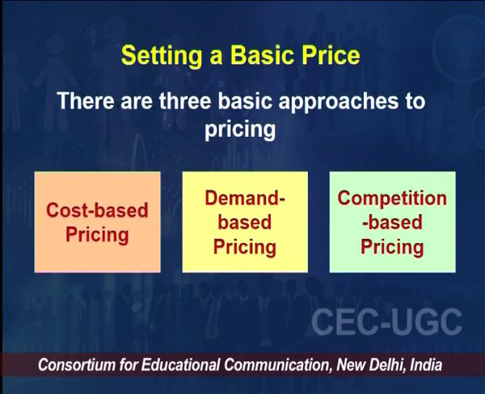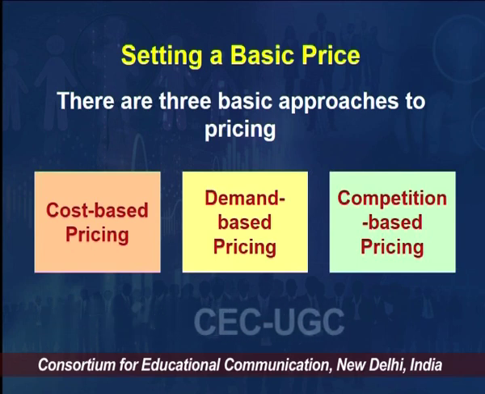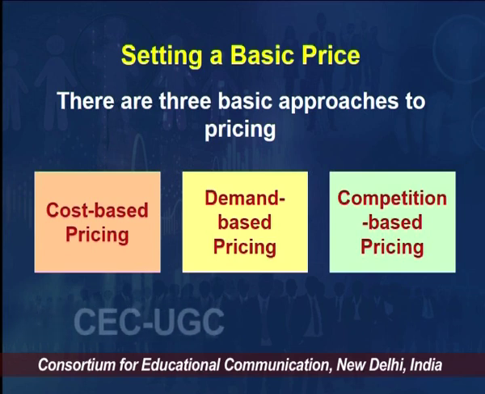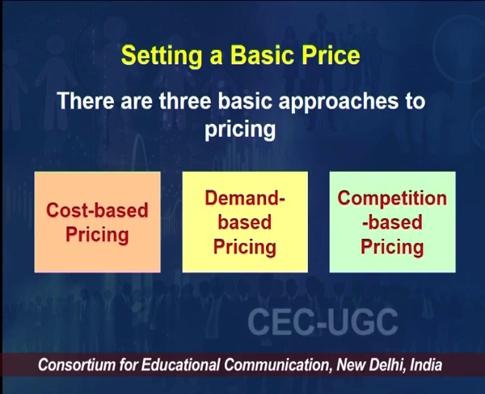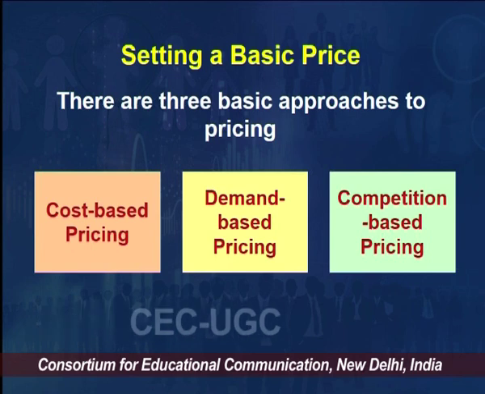Now, coming to the first step, setting a basic price. There are three basic approaches to pricing. Either you go for cost based pricing, that is, you calculate the cost of your product and say that my pricing is going to be based on the cost of my product. The second is demand based pricing. Here we look at the demand of a product as the prominent basis for selecting the basic approach, that I would be going as per the demand of the product with which I am dealing. So, depending upon the demand, the price would be decided. The third one is competition based pricing, wherein competition is going to be a deciding factor.